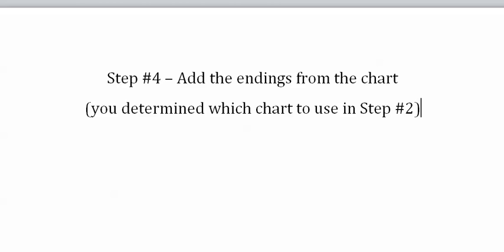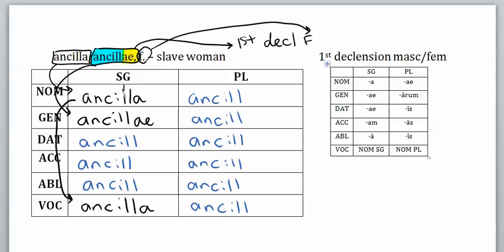Now I need to just add the endings from the chart. Which chart? The chart that I determined I should be using back in step 2 based on the declension and gender of the noun I was dealing with. So let's take a look at that. Here I have the chart as I filled it in so far, and I have the chart with my first declension, masculine and feminine endings. And now, step 4, I need to add those endings onto my chart.